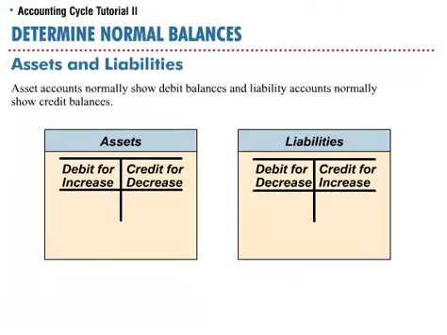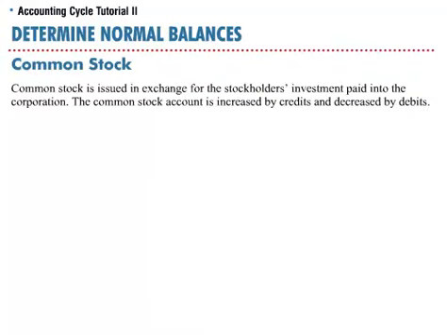Debits to a specific asset account should exceed the credits to that account, and credits to a liability account should exceed debits to that account. Asset accounts normally show debit balances, and liability accounts normally show credit balances. Stockholders' equity is increased by stockholders' investments and revenues. It is decreased by dividends and expenses.